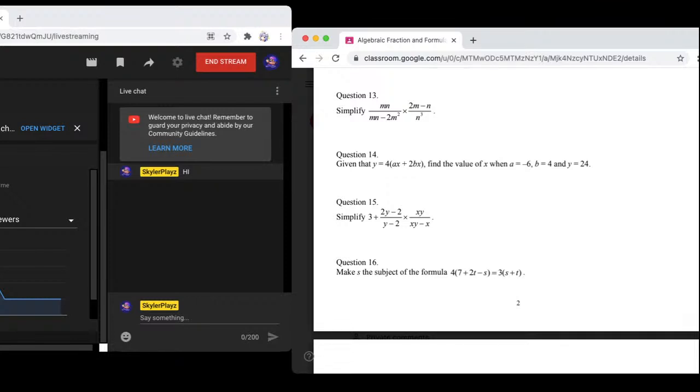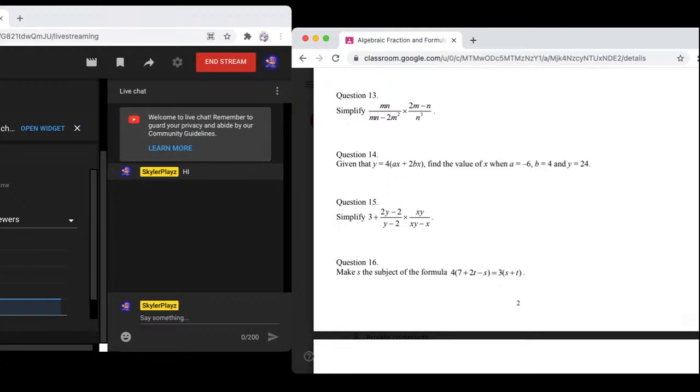Just transform the 3 into the form of y minus x fraction. And then we can add them together. Finally, 5y minus 3x divided by y minus x is our final answer.